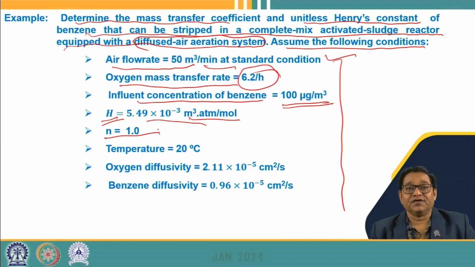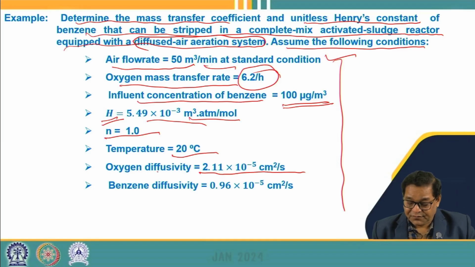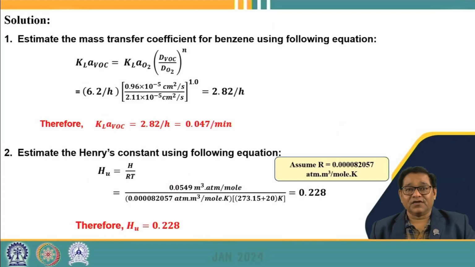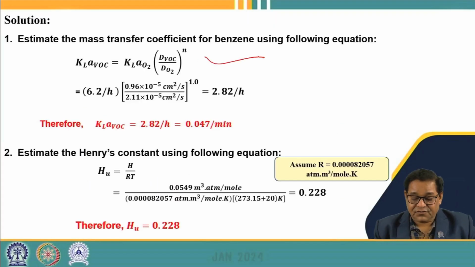Here the n value, which is the coefficient of the equation, is equal to 1, and the temperature is given as 20 degrees centigrade. The diffusion coefficient is also given for oxygen and for benzene: for oxygen it is 2.11 into 10 raised to the power minus 5 centimeter square per second, and for benzene it is much less, 0.96 into 10 raised to the power minus 5. For this data, let us see the equations to find out the mass transfer coefficient of benzene.